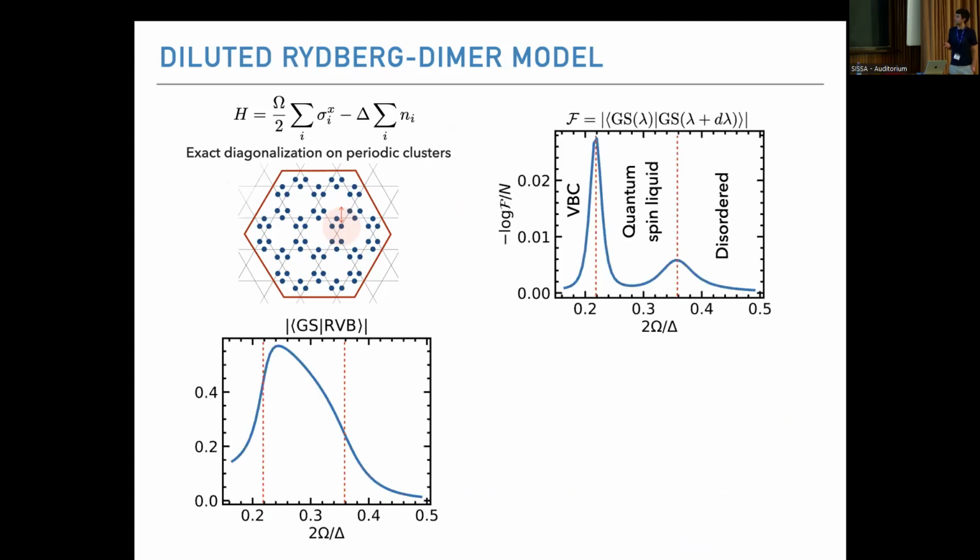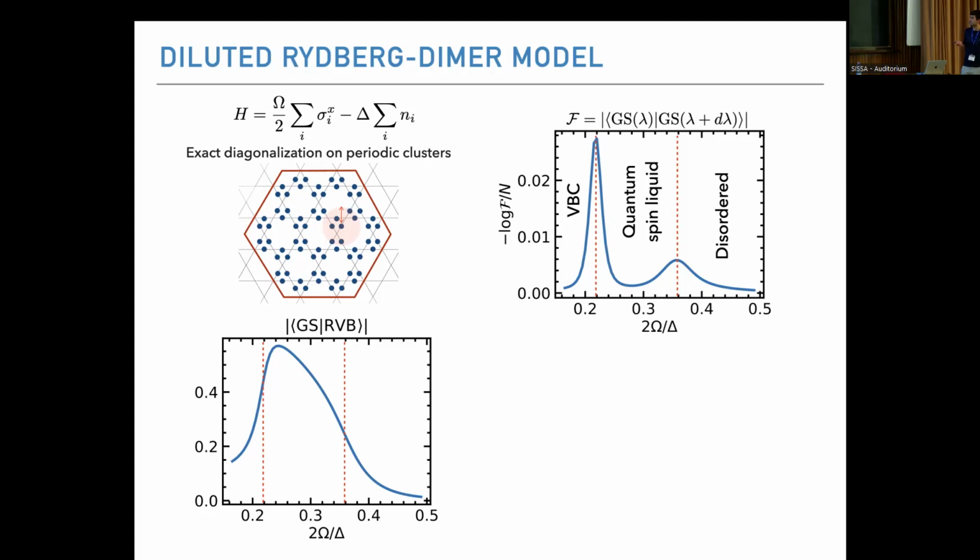Now, if you compute the ground state of the Hamiltonian, you immediately see that you have two phase transitions. This is just a witness of the fact that the ground state is changing very rapidly from the high density regime to the low density regime on the right. And you see that you have three phases. As it turns out, the phase in the middle is indeed a quantum spin liquid, which is characterized by the fact that the overlap between the ground state and this RVB state that I showed before has a bump here in the middle.